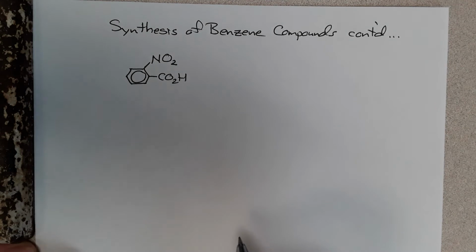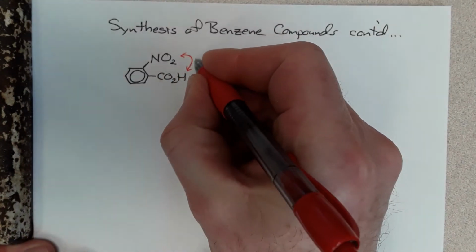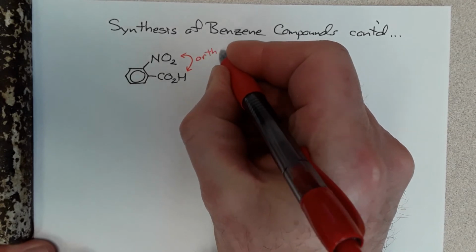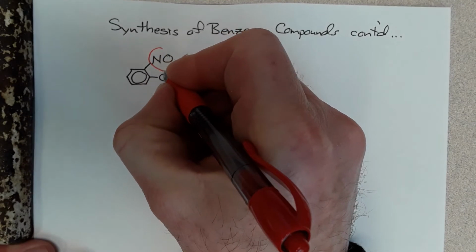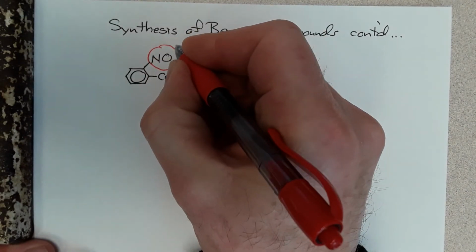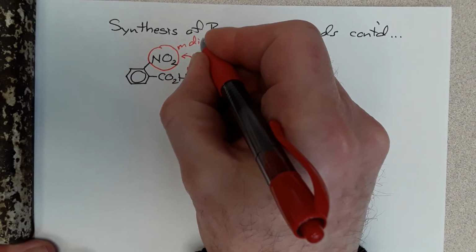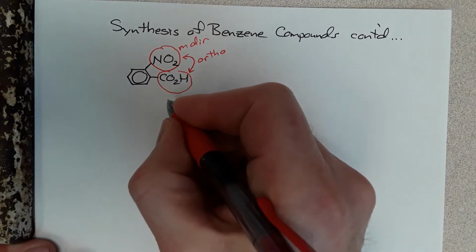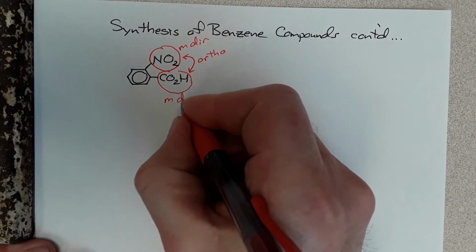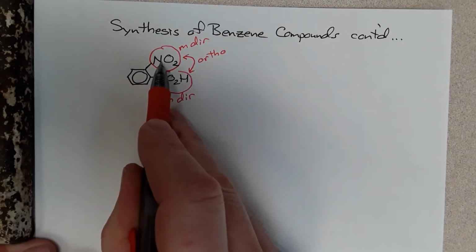Okay, so let's talk through this. The relationship between these is an ortho relationship. A nitro group is a meta director, and a carboxylic acid is a meta director as well. So you have two meta directors on there. The nitro group you add directly.